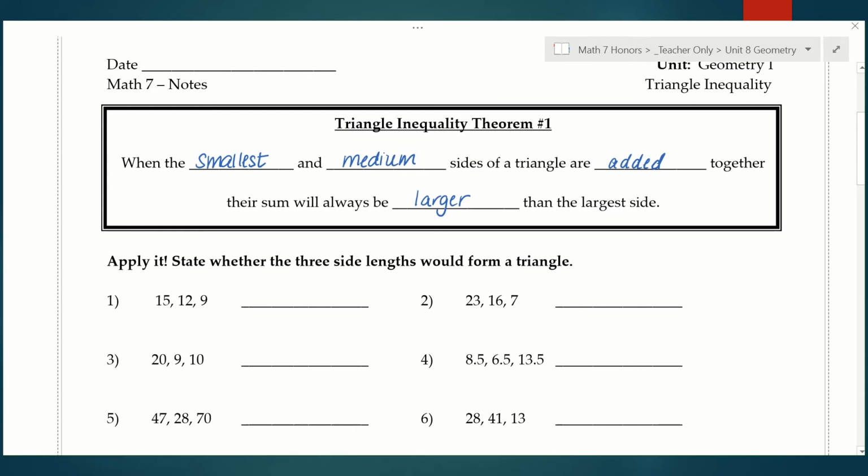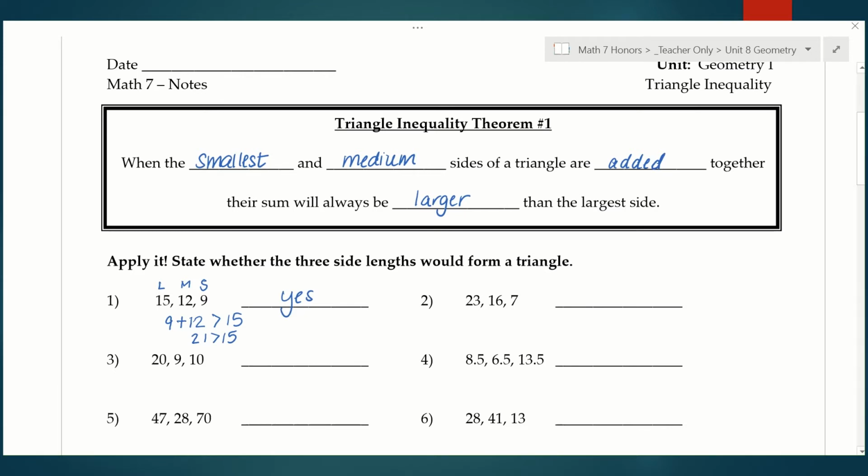So if you look at number one, I'm just going to label this as the largest side, this as the middle side, and this as the smallest side. So the theorem says that if I add the smallest one plus the middle one, if that sum is greater than the largest one, then this works. Well, 9 plus 12 is 21, and since 21 is greater than 15, I would be able to make a triangle with those three side lengths.